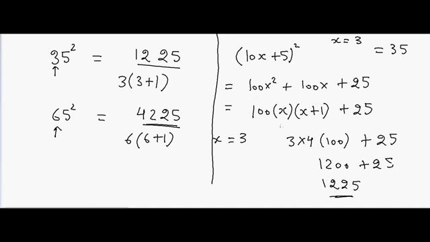So basically we are adding 1 to the first digit, multiplying it with the first digit, multiplying by 100 and then adding 25 in the end. Another example: if I have 85 squared, that will be equal to 25, and we'll do 8 into 9, that's equal to 72. So the answer is 7225. So this is how this trick works.